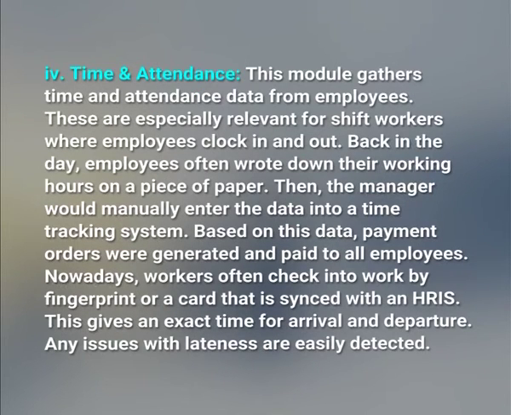Number 4, time and attendance. This module gathers time and attendance data from employees. These are especially relevant for shift workers where employees clock in and out. Back in the day, employees often wrote down their working hours on a piece of paper. Then the manager would manually enter the data into a time tracking system. Based on this data, payment orders were generated and paid to all employees.